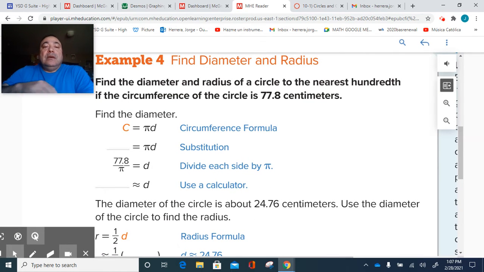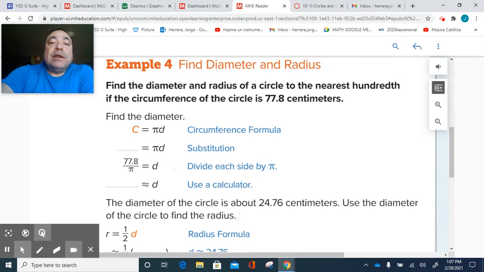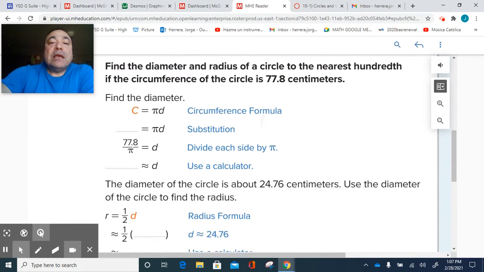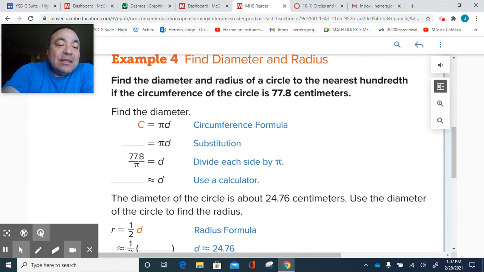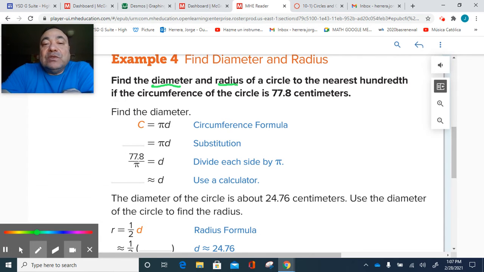Okay, so for example 4, guys, they want us to find the diameter and radius to the nearest hundred. The circumference of the circle is given. This time they give you the circumference, and they want you to find both the diameter and the radius.